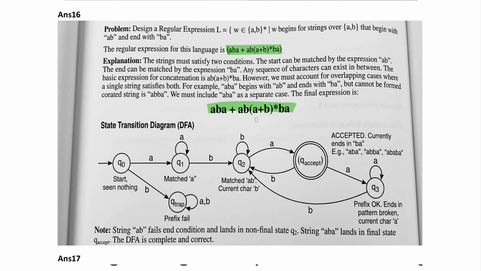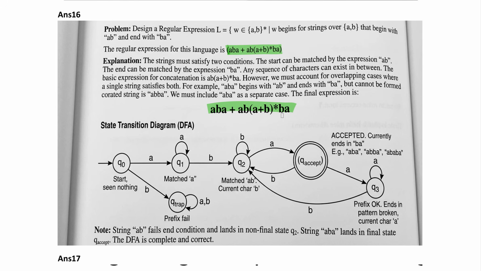So either A or B, and the asterisk. This asterisk means zero or more transitions. Basically, there are two signs: one is asterisk, the other is plus. The asterisk symbol means applying the input symbols zero or more times. The plus means one or more. So A plus B means A or B, and star means applying A or B zero or more times. So this is the desired regular expression.